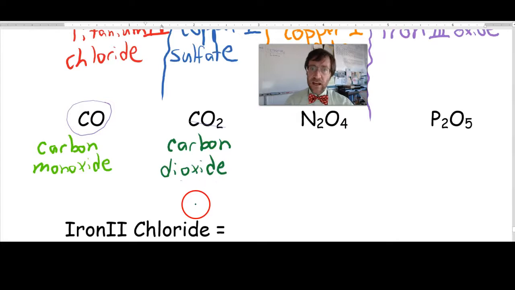Remember, everything ends in "ide." Oxide. But there's 2 of them, so we say dioxide. Carbon dioxide. Right? Let's go to the next.